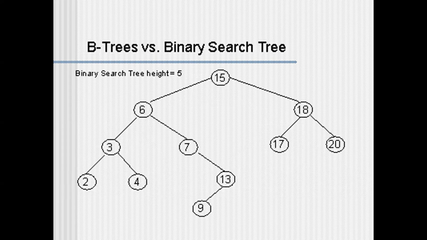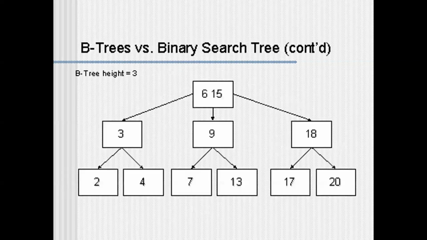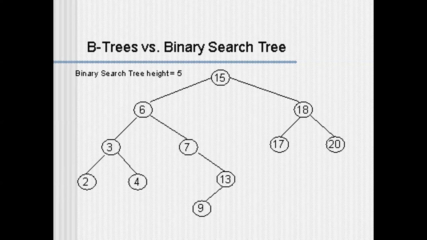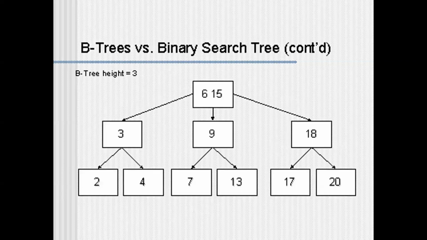And this is a typical binary search tree, which we have also seen in the previous lectures. So if we define a B tree using the data given in the binary search tree, we may have a B tree of height 2, or 3 levels, compared to a binary search tree of height 5. So in this case, what would be the difference?